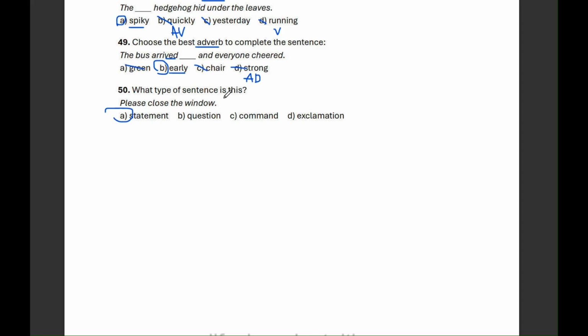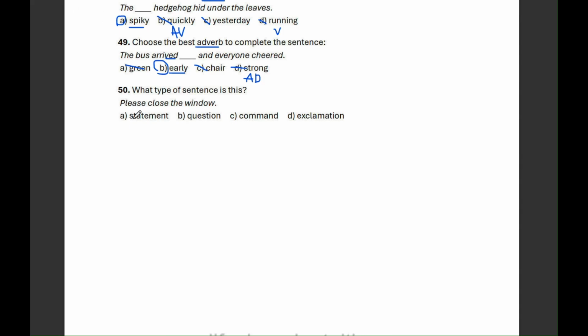Sentence type, blank, please close the window. When we look at the choices, we have A, a statement, B, a question, C, a command, or D, an exclamation. Now, let's think about why certain options might not fit here.